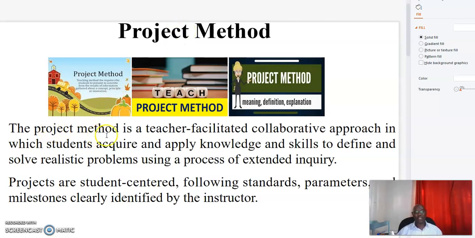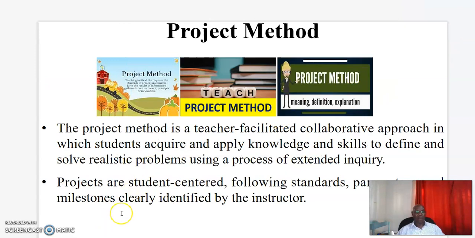The project method is a teacher-facilitated collaborative approach in which students acquire and apply knowledge and skills to define and solve realistic problems using a process of extended inquiry. Projects are student-centered, following standards, parameters, and milestones clearly identified by the instructor.